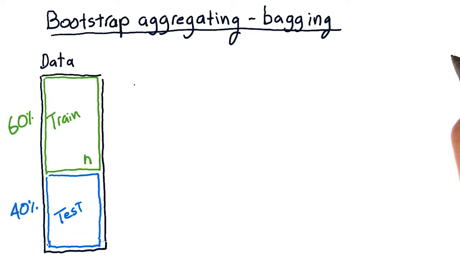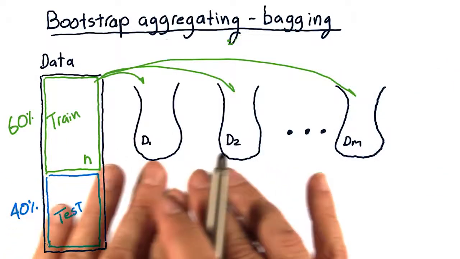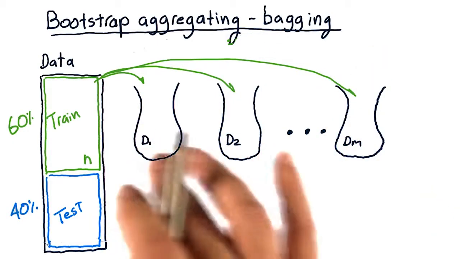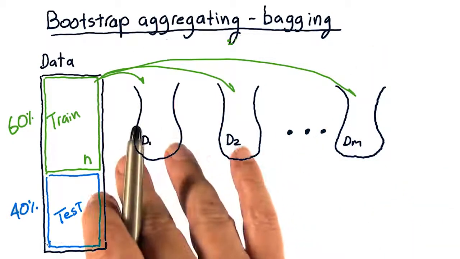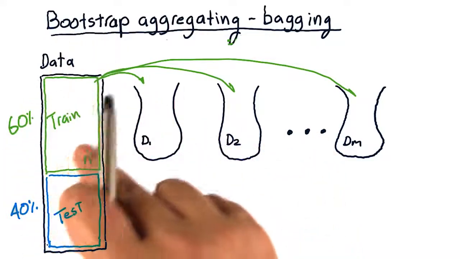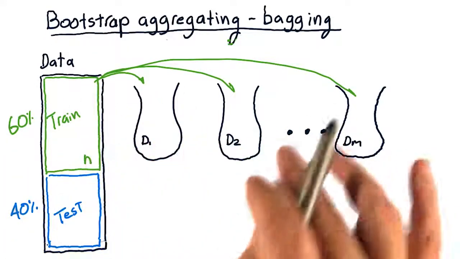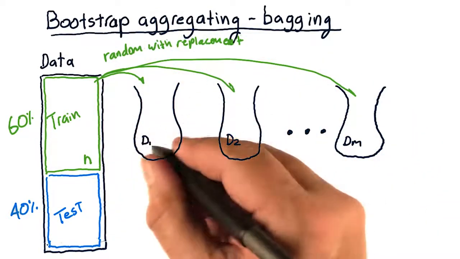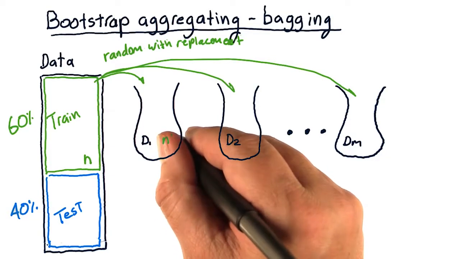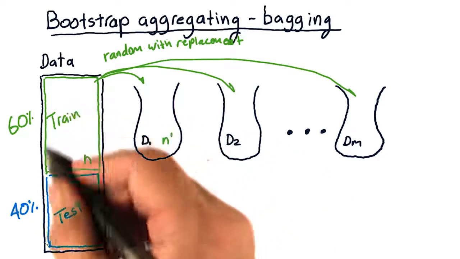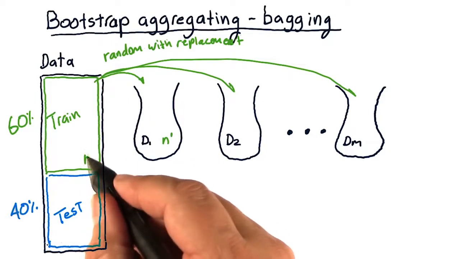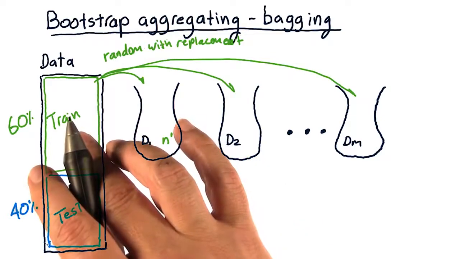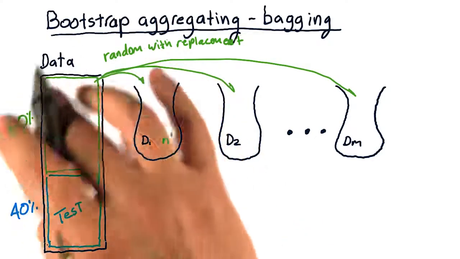Here's how bagging works. We create a number of subsets of the data. I've drawn little bags here to represent bags of data, and each one of these is a subset of the original data. Now, how do we collect these? Well, we do it randomly. For this subset that contains n prime values, and our original data set contains n different instances, we grab n prime of them at random with replacement from this original data.